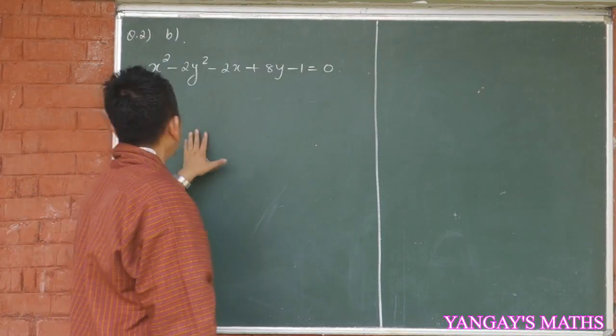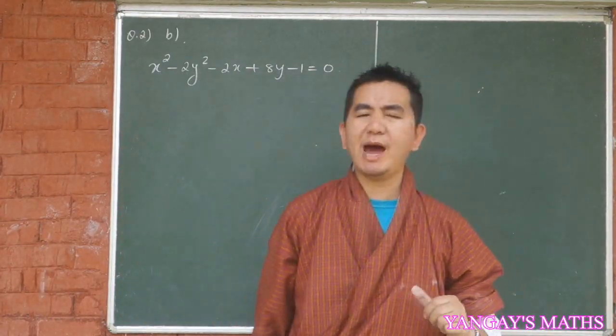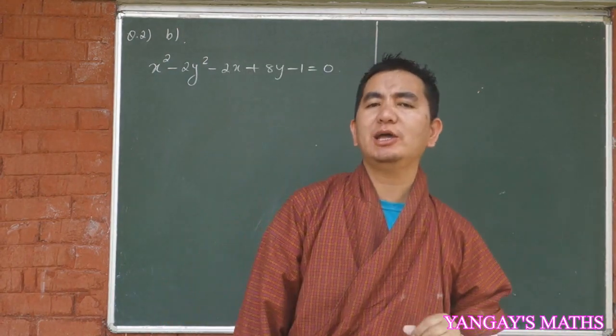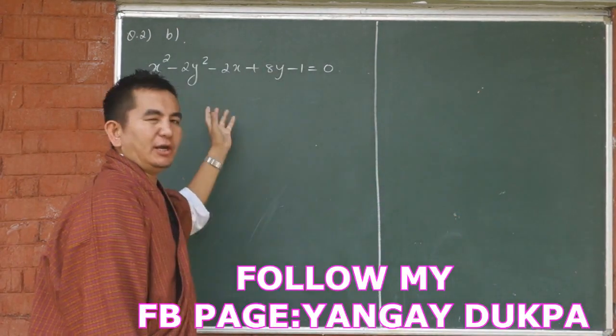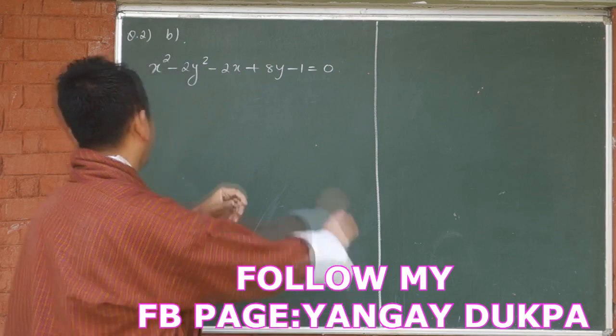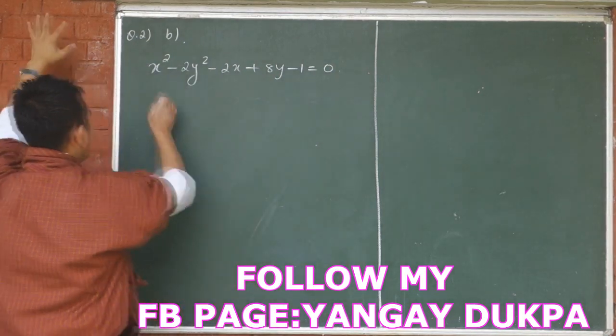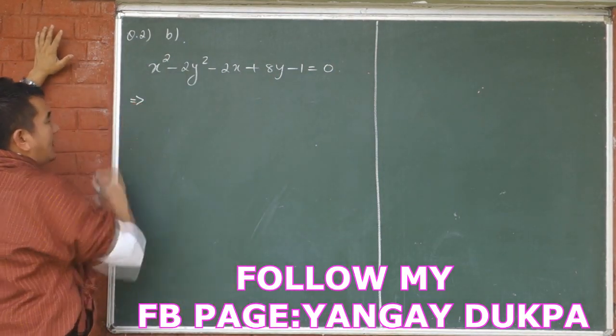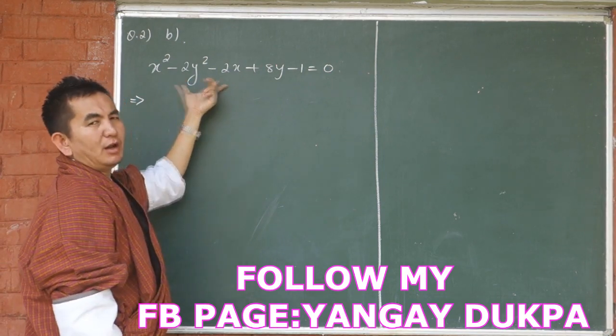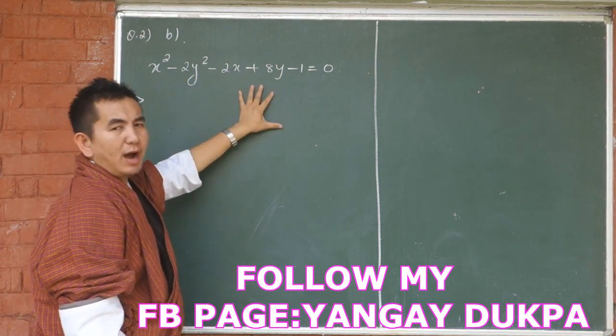So if you remember, question number 2b, I did a similar type of question under ellipse. So let's go with this question here. It's just a little different. As usual, the concept remains the same. Always try to bring the variables, x and y, together on one side.